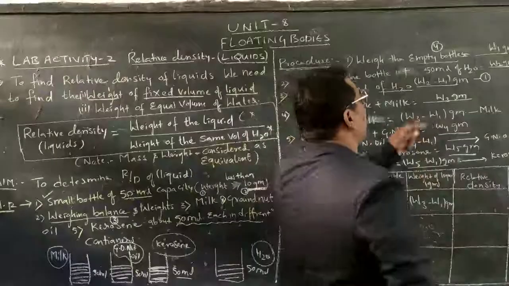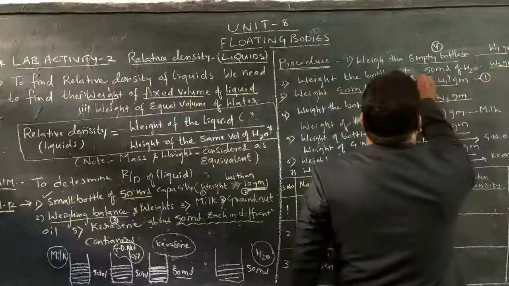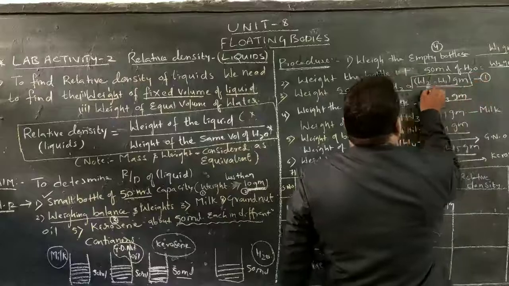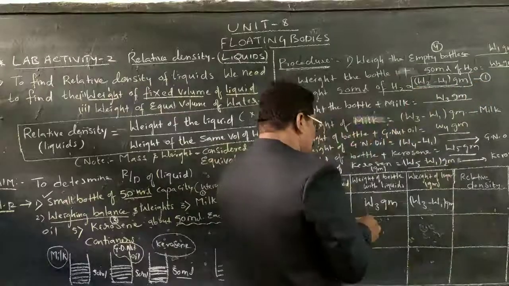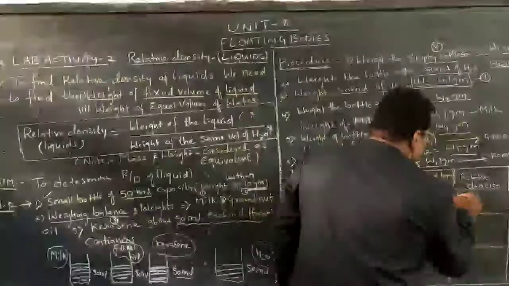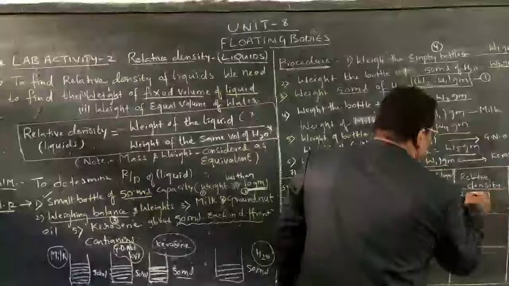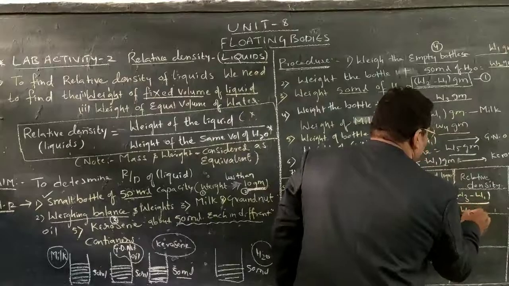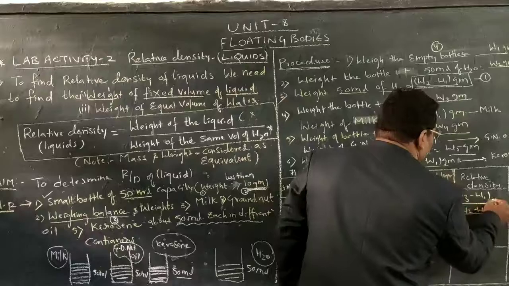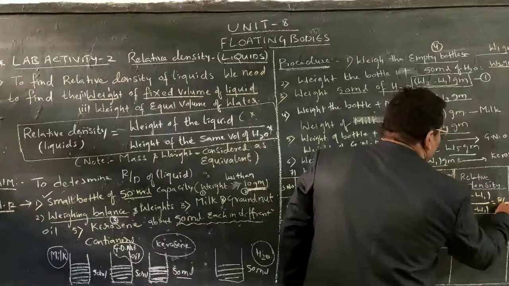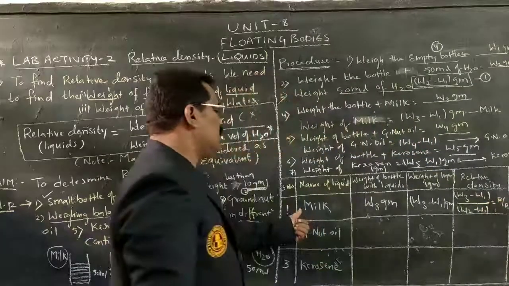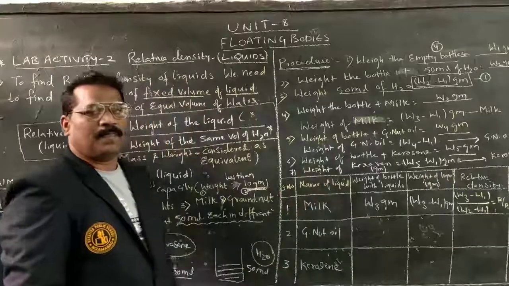But the weight of water is W2 minus W1. Therefore, relative density will be equal to W3 minus W1 grams by W2 minus W1 grams, which will give us the relative density of the milk.